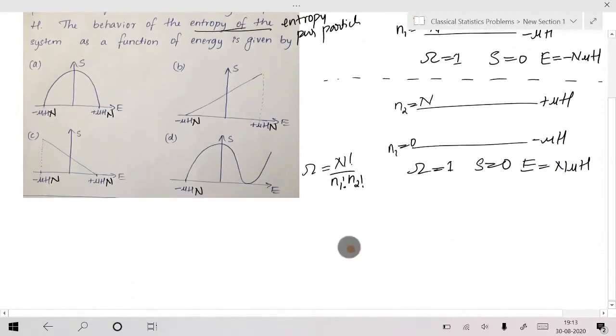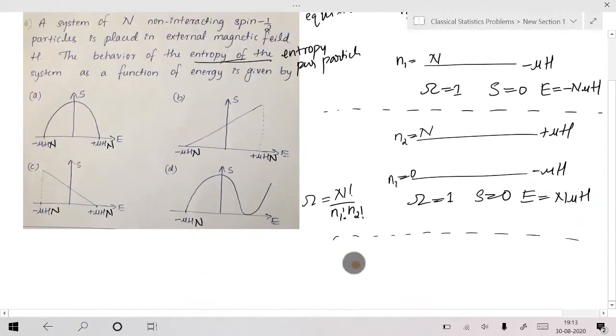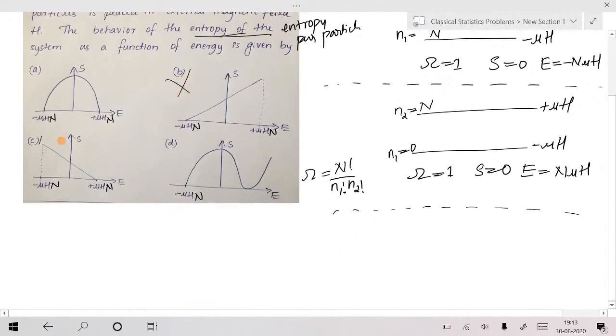Now when will the entropy be maximum? These are the situations when entropies were 0, so I can eliminate these two options. Look here, my entropy is 0 here, 0 here. I think I would take this one as plus N mu h. He hasn't mentioned it, but let me take it like this. So entropies are 0 at these two points, that means at these two total energies your entropies were 0 for this option and this option. For these two options entropy is non-zero, so I'm going to eliminate those.